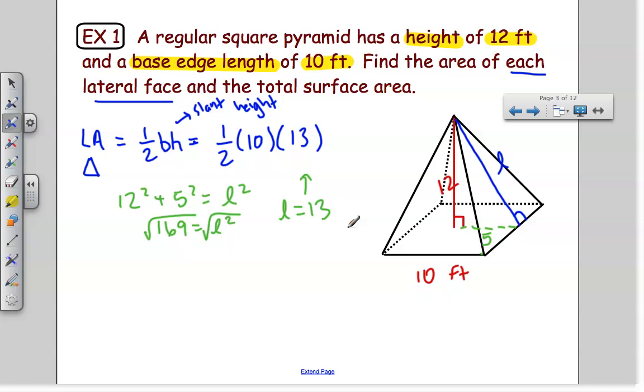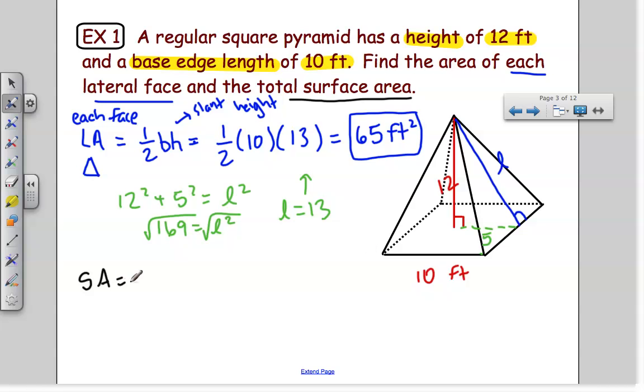So that goes right in here. And now, what is the area of each triangle? A half times 10 times 13. Each triangle has an area of 65, and this was in feet, so the area would be feet squared. So I did the first part. I found the area of each lateral face, each triangle, the lateral area of each of those faces.